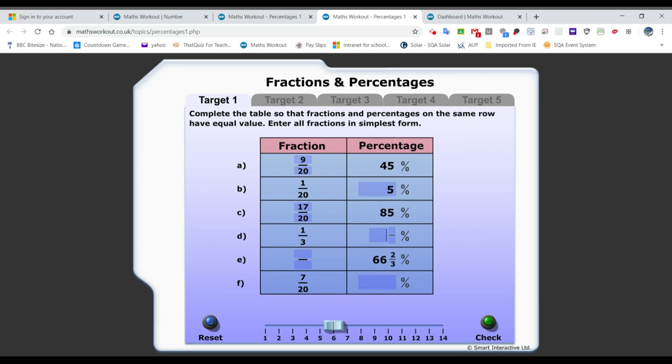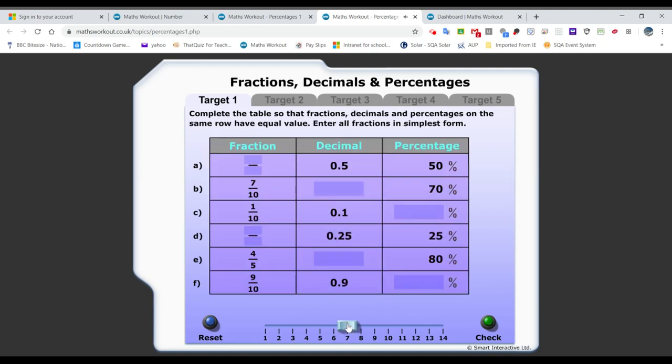You remember this one, what's a third? It's fancy. It's 33 and a third. So you can try all of these. They get tougher and tougher. Okay.